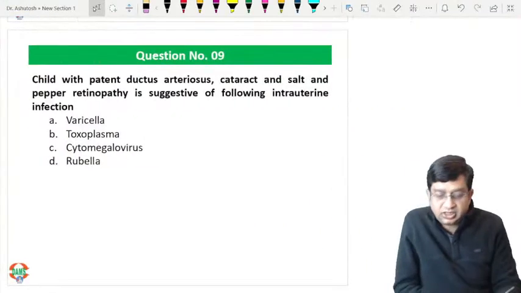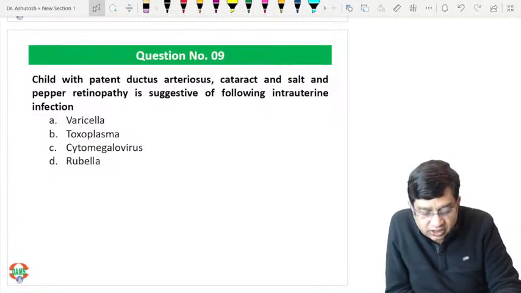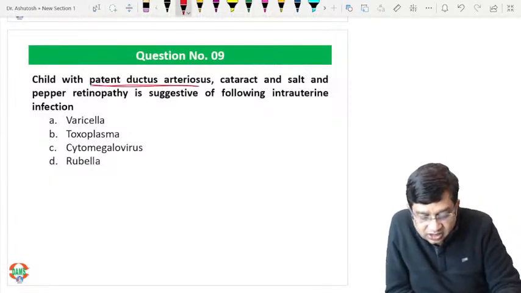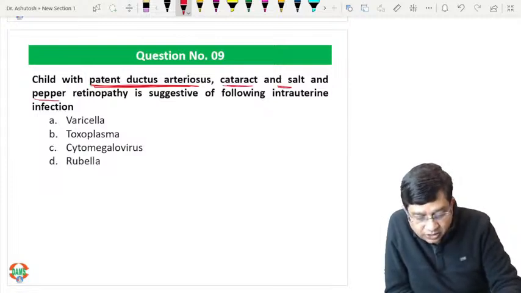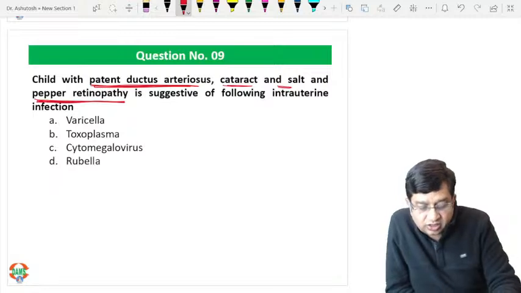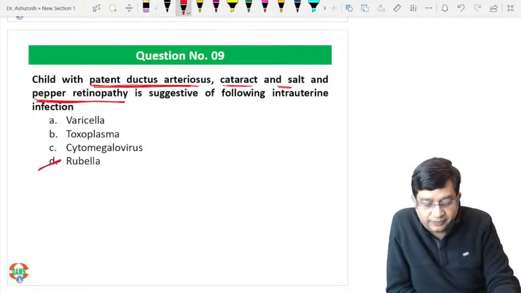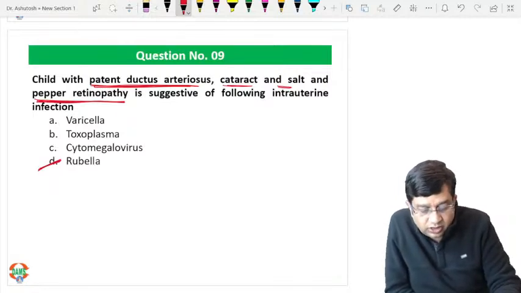नेक्स्ट क्वेश्चन पे चलते हैं. ये भी स्ट्रेट फॉरवर्ड क्वेश्चन था. एक चाइल्ड में देयर इज पेटेंट डक्टस आर्ट्रियोसिस, देयर इज प्रेजेंस ऑफ कैटरैक्ट एंड सॉल्ट पेपर रेटिनोपैथी. अ स्ट्रेट फॉरवर्ड आंसर ऑफ द रुबेला में बेसिकली what you get is PDA, what you get is cataract, what you get is salt pepper retinopathy.